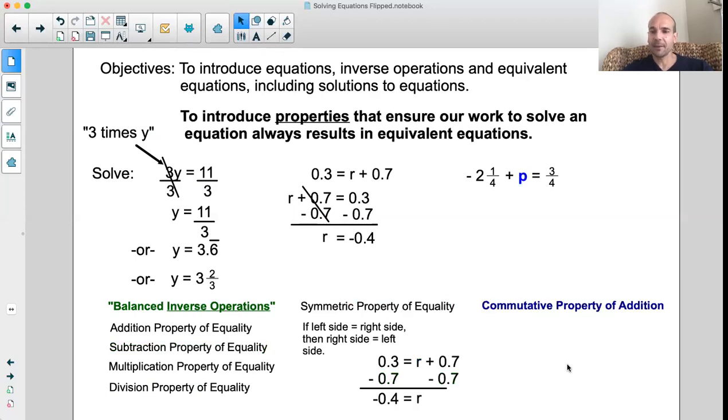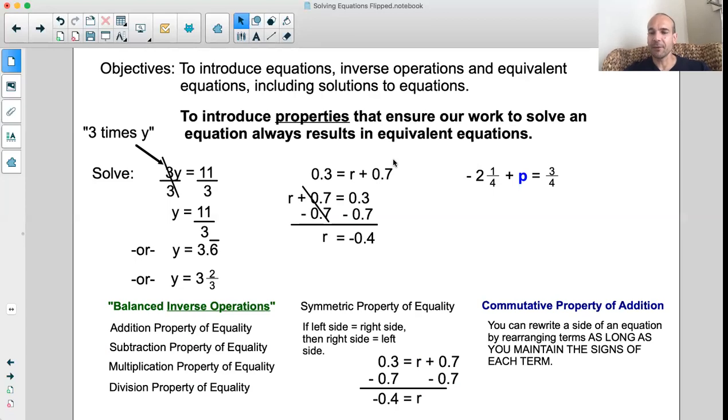My last example is going to be a chance to, again, some people don't like it when they see a number as a first term and then the variable next. So those students might be interested in the commutative property of addition. What's that mean? It means that you can rewrite a side of an equation by rearranging the terms as long as you maintain the signs of each term. So right now on this left-hand side, I have a negative 2 1/4, which is creating part of the quantity, and I have a p that is creating part of the quantity. And those two quantities combined, added together, get me 3/4.